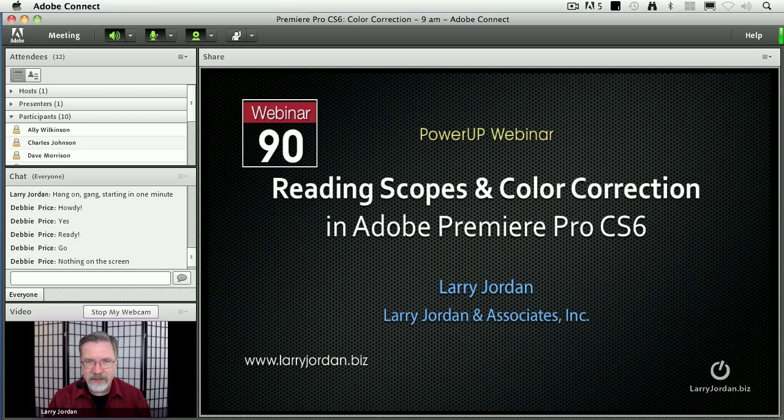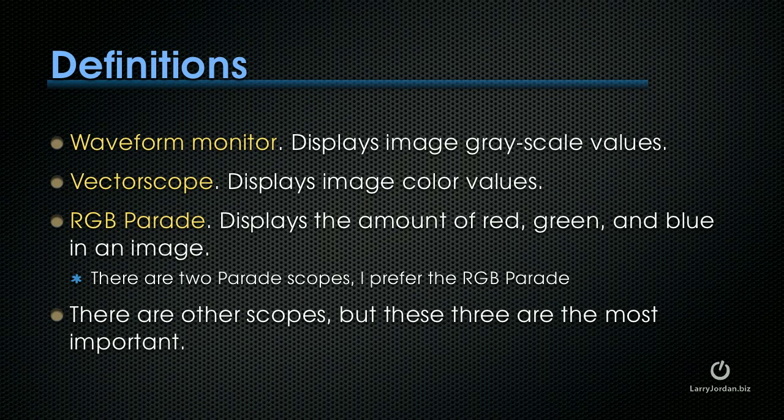to talk about today. There are three principal scopes inside Premiere: the waveform monitor, the vector scope, and the RGB parade. The waveform monitor tells us everything we need to know about the grayscale value of an image, but nothing about color because it displays image grayscale values. The vector scope tells us everything we need to know about color, but nothing about black and white because it displays the color values of an image.